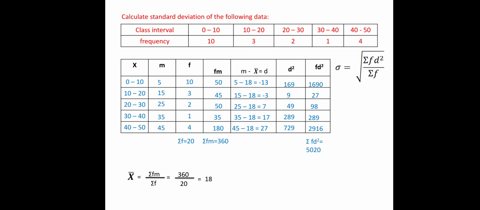Now I have got all the values. As you can see in the formula, we have got the value of summation of fd square, we have got the value of summation of f. Just keep everything in the formula and you will get the result. So square root of 5020 divided by 20, square root of 251, or you can say 15.84. Okay, so this is how we will calculate standard deviation for individual data, for discrete series as well as for continuous data.